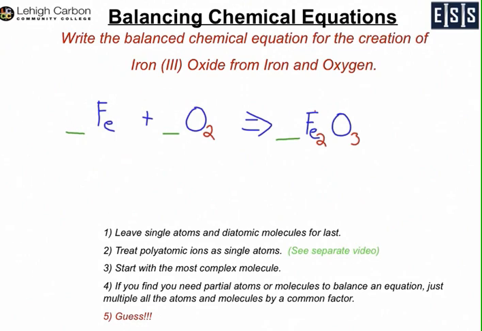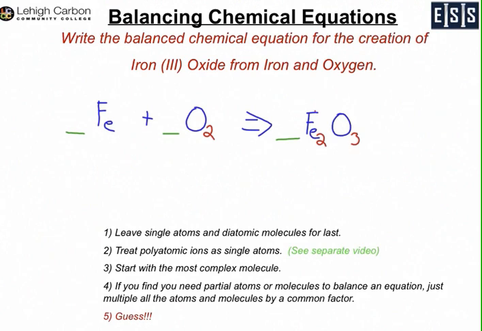The second hint is to treat polyatomic ions as single atoms. I'm not going to do that in this example, and I've actually made a separate video on how to do that. So take a look at the videos listed under L-tri-C here, and you'll see one that says balancing chemical equations with polyatomic ions. You can take a look at that.